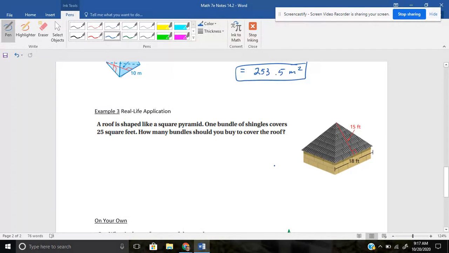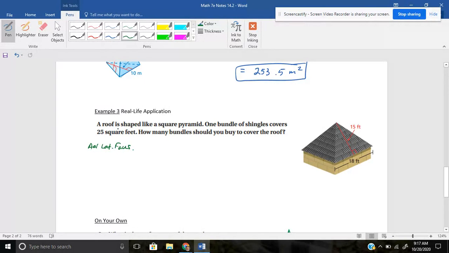Okay. Example 3 says a roof is shaped like a square pyramid. One bundle of shingles covers 25 square feet. How many bundles should you buy to cover the roof? So realize that we're trying to find the surface area of the roof here, but we don't need to know the base because you don't put shingles on the square base, right? You're just putting them on the lateral faces. So we are only trying to figure out the area of our lateral faces.